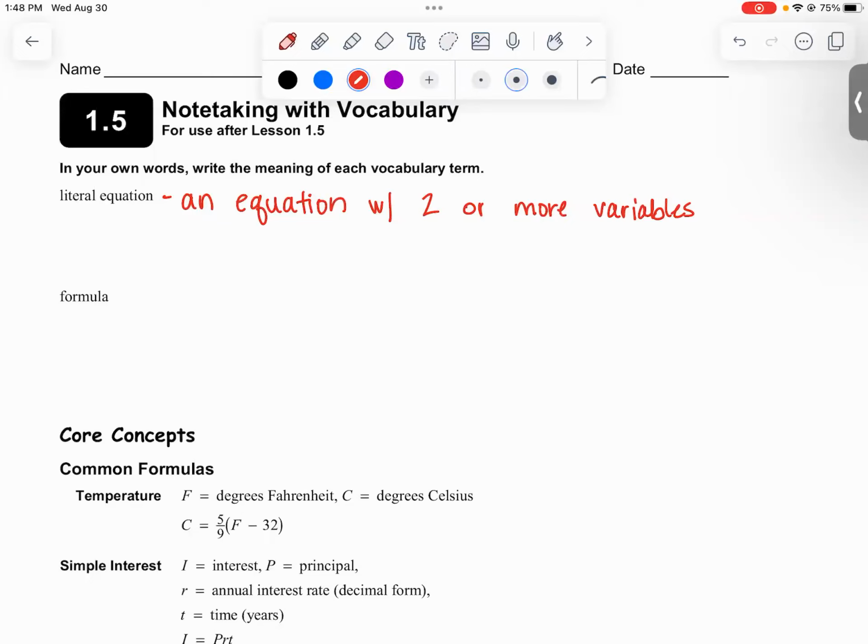Okay, so maybe we have an equation with an x and a y. Or maybe we have an equation with an a and a w and an L. Or maybe we have an equation with an A and a B and an H.